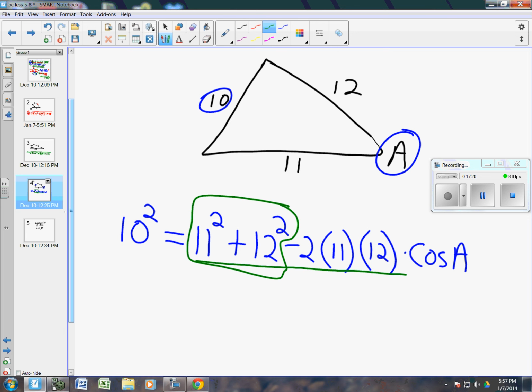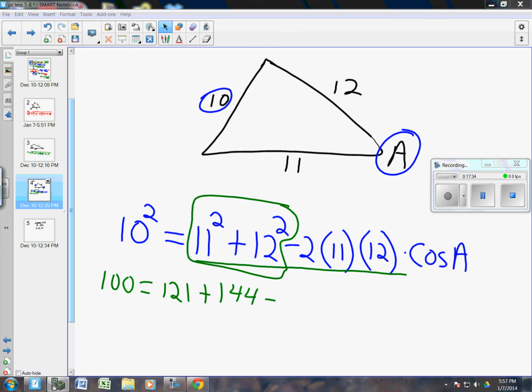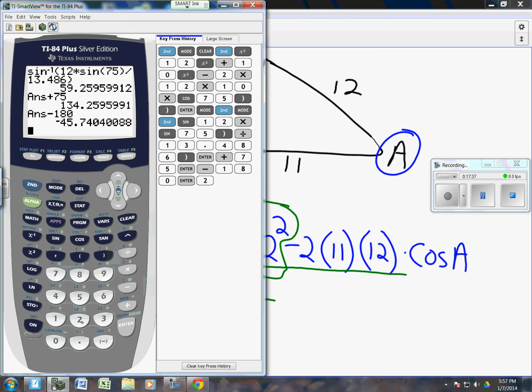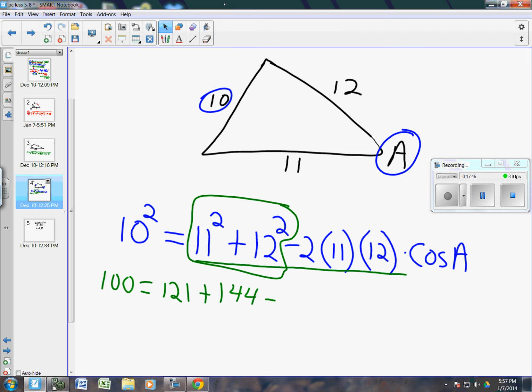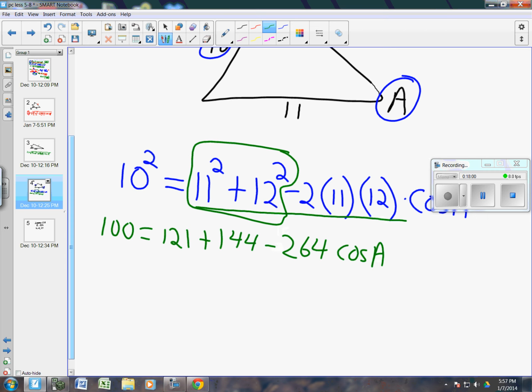So what we're going to do, we know that the 10 squared is 100, 11 squared is 121, 12 squared is 144, and if we do a quick calculation, 2 times 11 times 12, we get 264. So we have minus 264 times the cosine of A. And so I'm going to subtract 121 and subtract 144 from 100 right here.